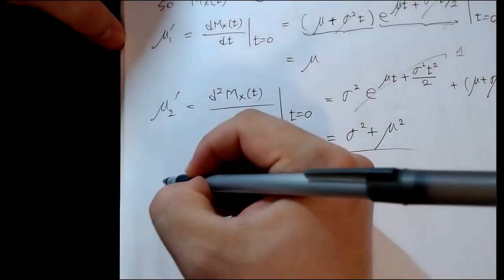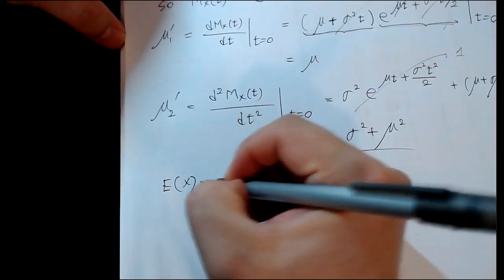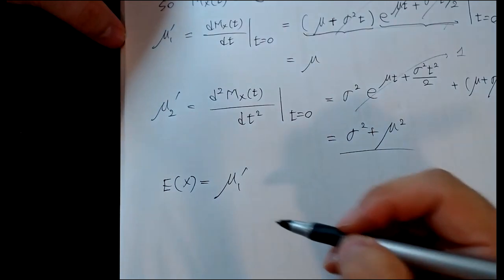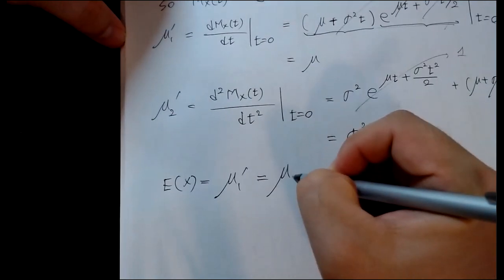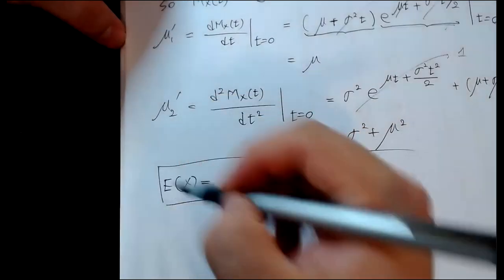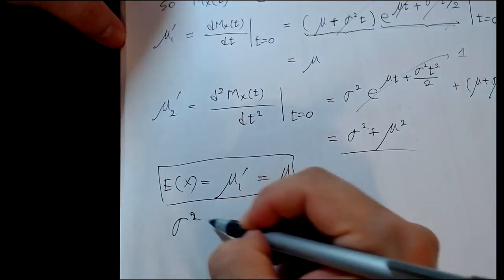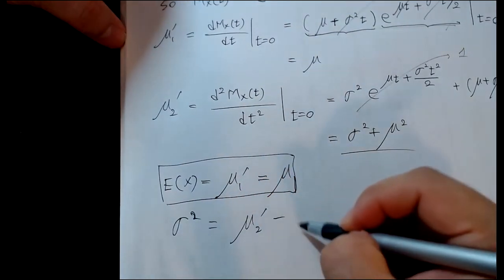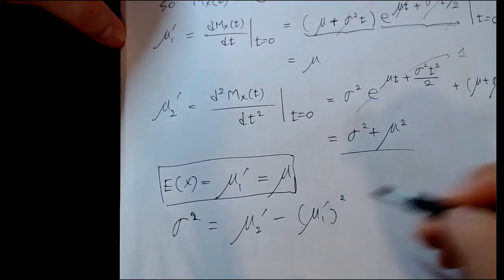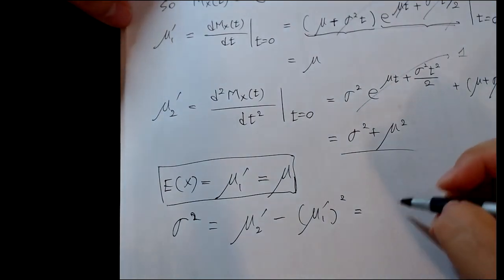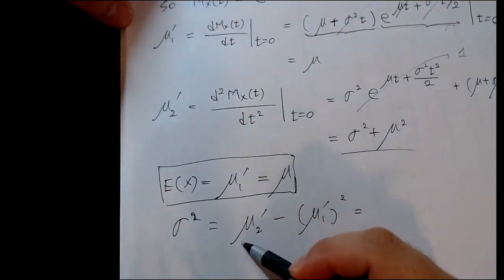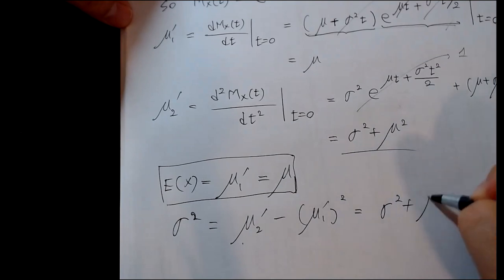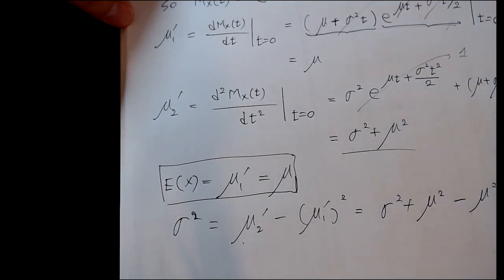So the expected value, this is what? Mu1 prime, right? So this is mu. We verified that. And sigma square is equal to mu2 prime minus mu1 prime square, right? So that is equal to mu2 prime, which is sigma square plus mu square, minus mu square, which is sigma square. So we verified that.